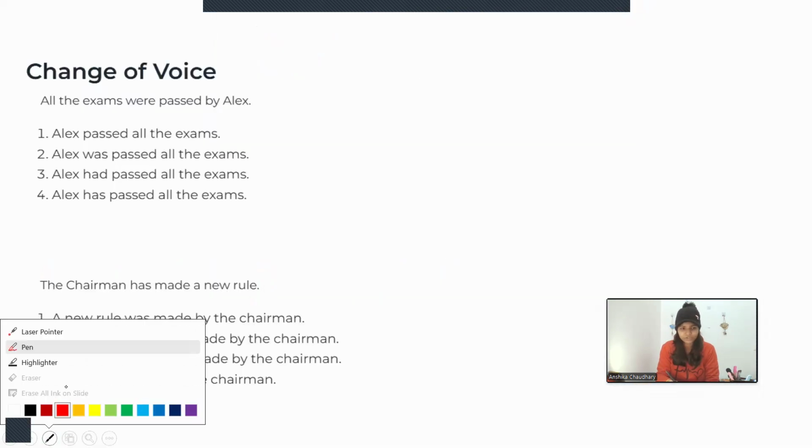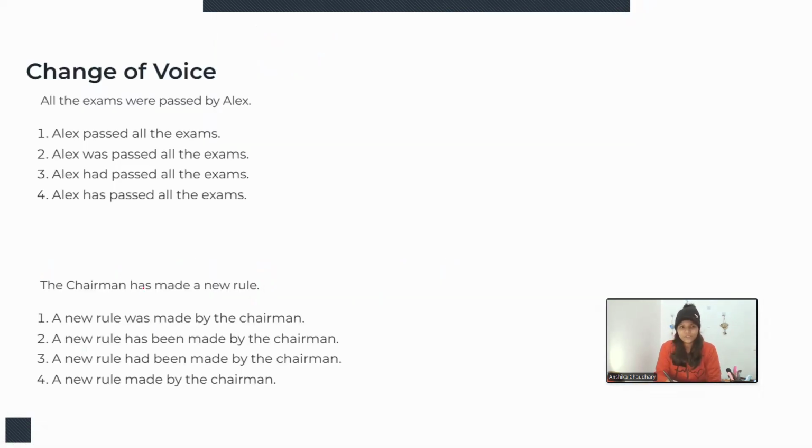Let's move on to the questions today. So the very first question is change of voice. And for any verbal ability exam, wherever verbal ability will be asked, change of voice, that means active voice and passive voice, is an important topic, right? For any placement exam, it is an important topic.